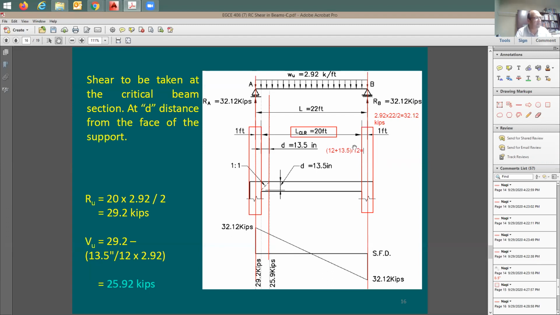How much is this? Can someone help me? Alfred, can you help me please with this? Yes. How much is that?